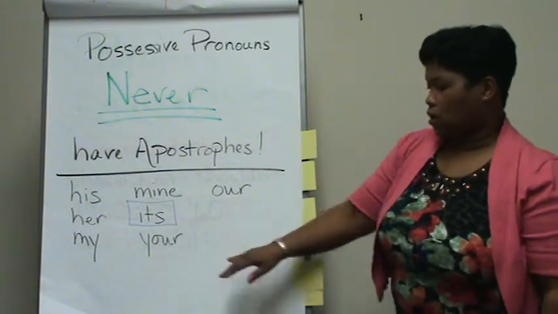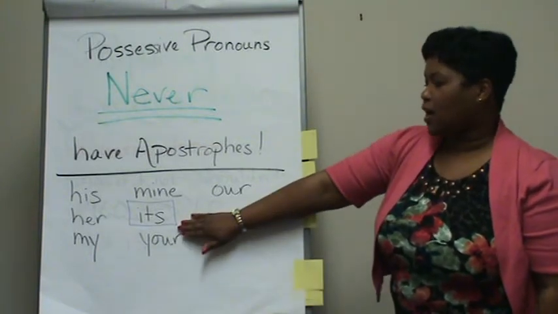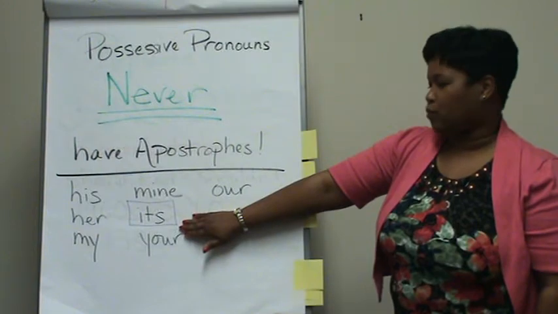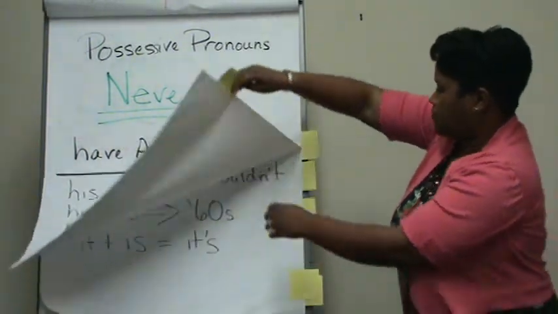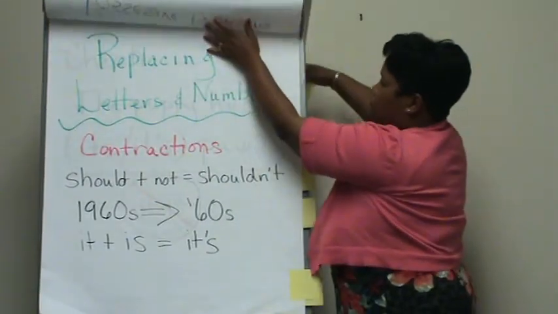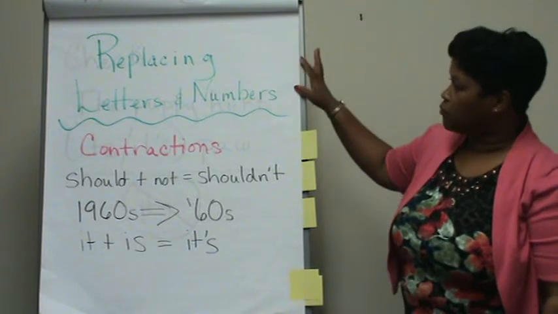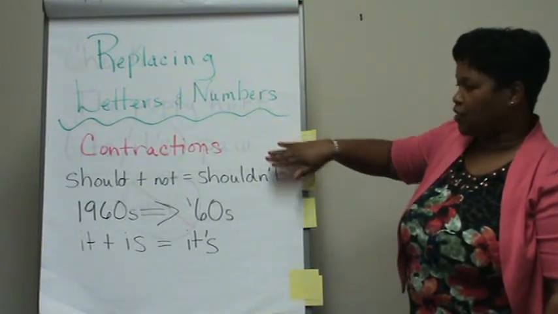Our, your, all of these words are possessive pronouns. The one anomaly here is its. Its is typically confusing for people, so you have to be aware of what you're saying with the word its, which is a good lead-in to part B, replacing letters and numbers, otherwise known as building contractions.